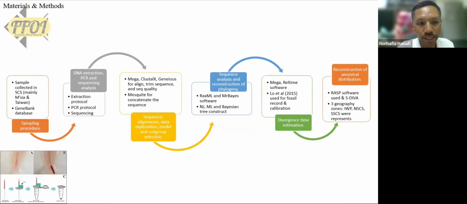Sample collected in SAS. Okay, so and then we also collect the information from gene bank database. Itu sampling procedure. Macam kita nak kena tahu, oh betul ke kalau kita collect species ni? Betul ke sequence yang kita collect ni macam ni? So kita collect dulu sample information. Okay, then we do the DNA extraction, PCR sequencing. And then ini untuk molekular lah, untuk molekular step.